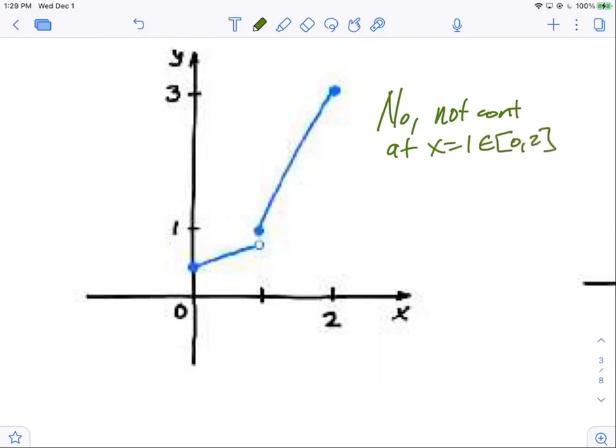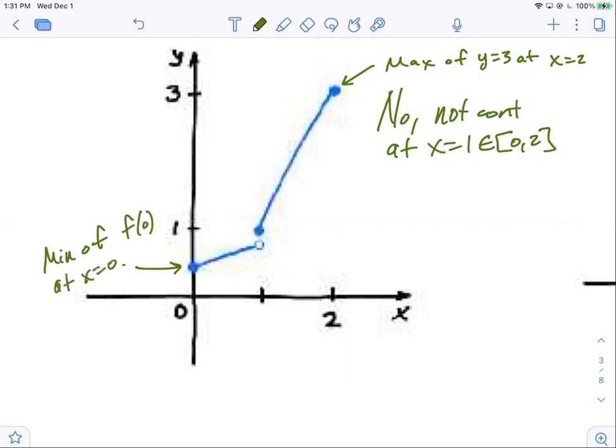Does it happen to have an absolute maximum regardless? Yes, it does, right? We have a max of y equals 3 at x equals 2. X equals 2 is the right endpoint. It's also a critical value. Do we happen to have a minimum value? Yes, it's this one here. We have a minimum of, I guess I could say 1/2, but I'm not sure, so I'm just going to say f of 0 at x equals 0. So we still have a max and a min, even though the EVT doesn't apply. No guarantee. We just got lucky, right?